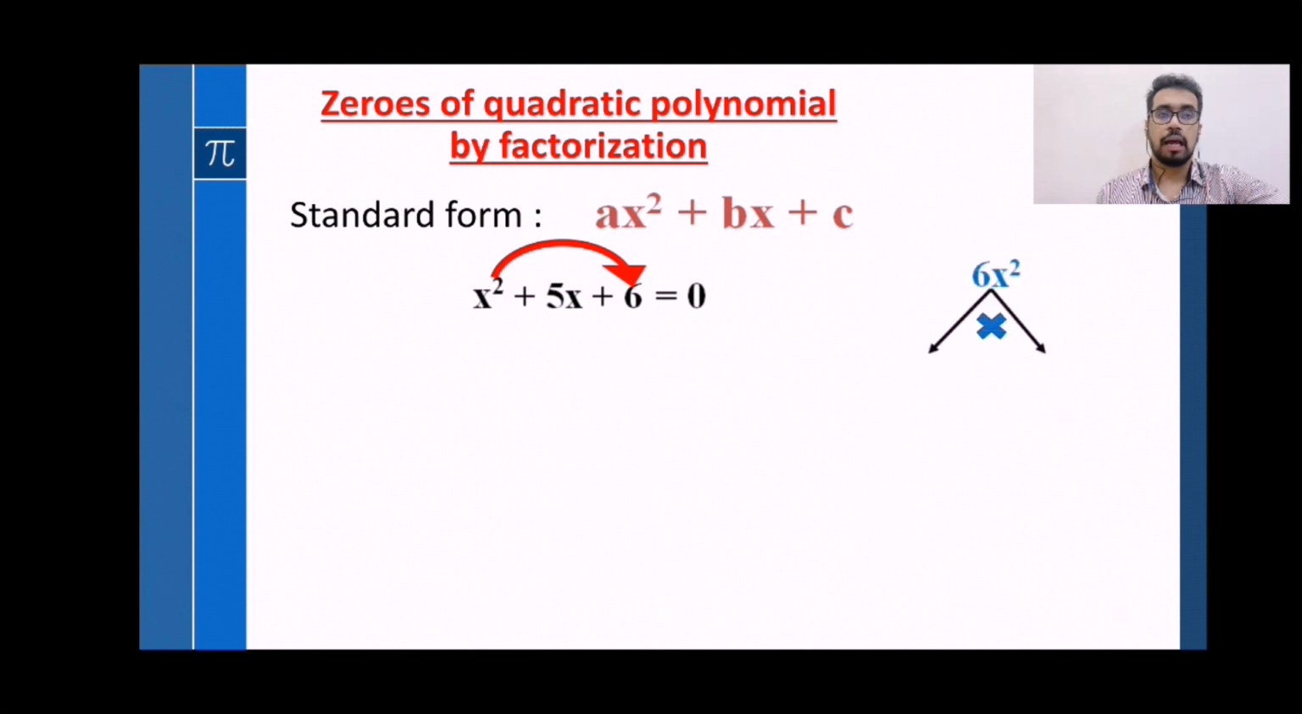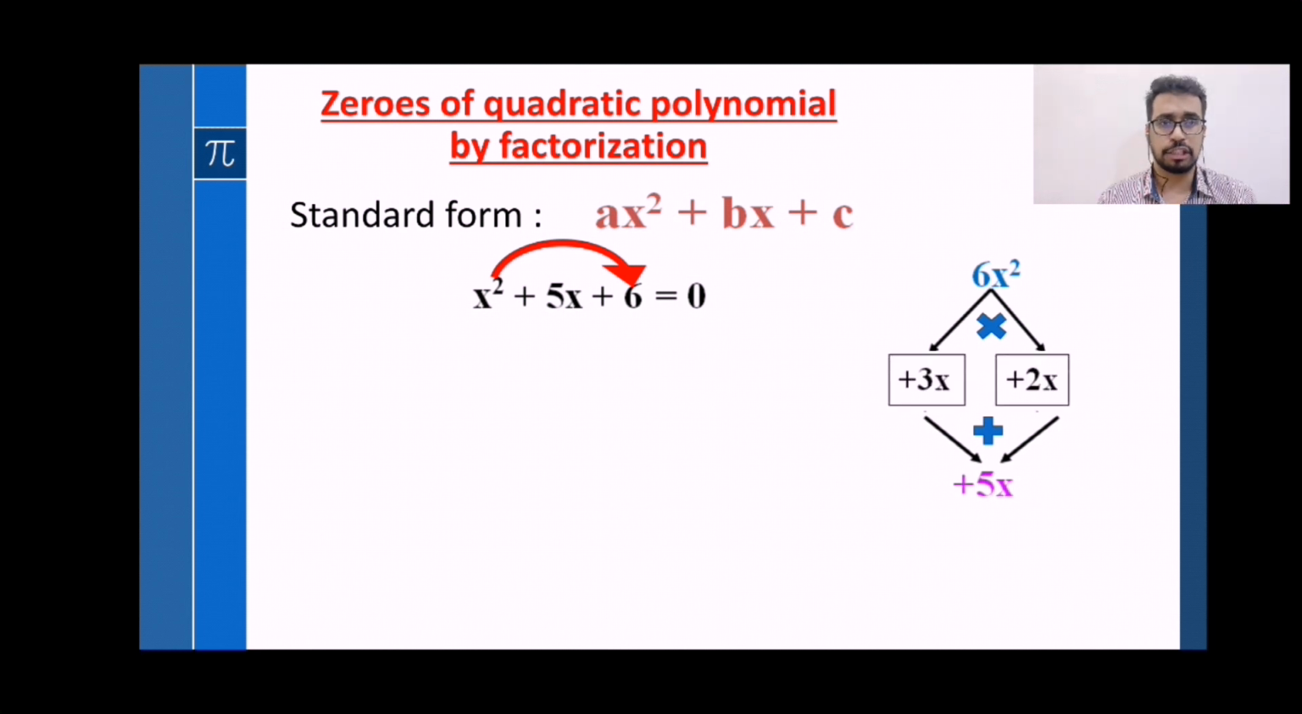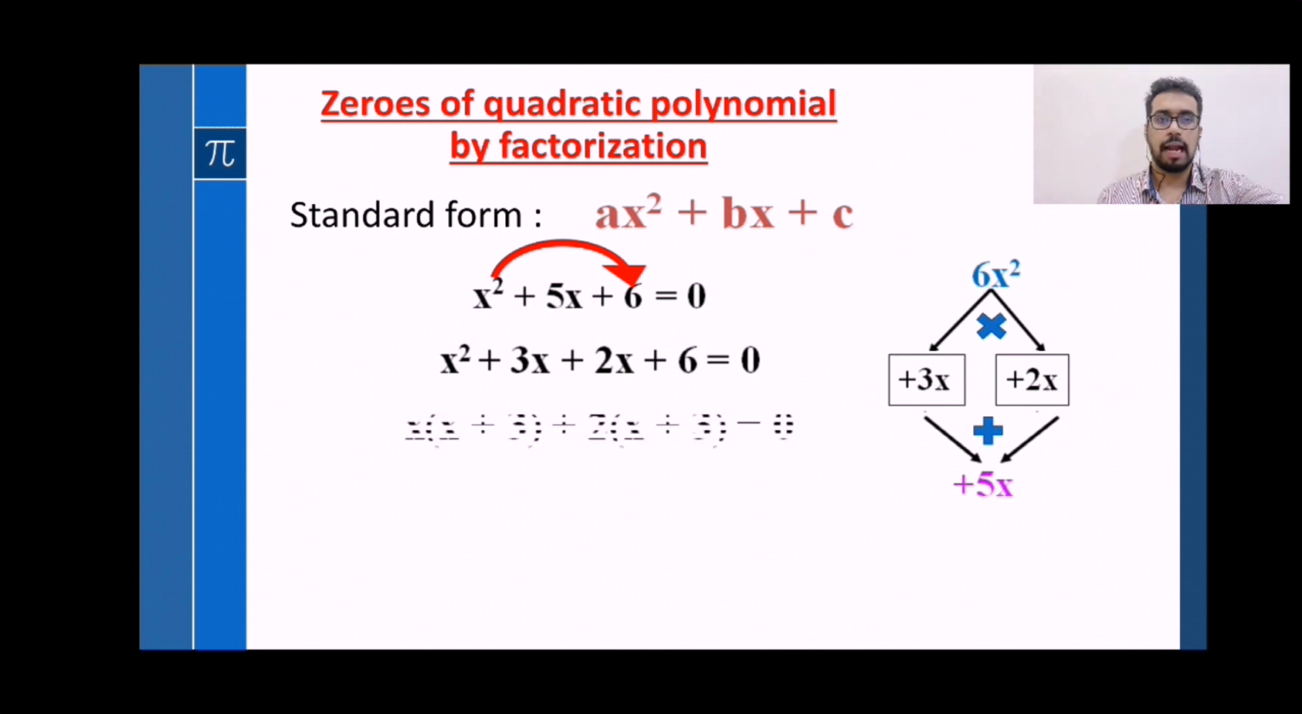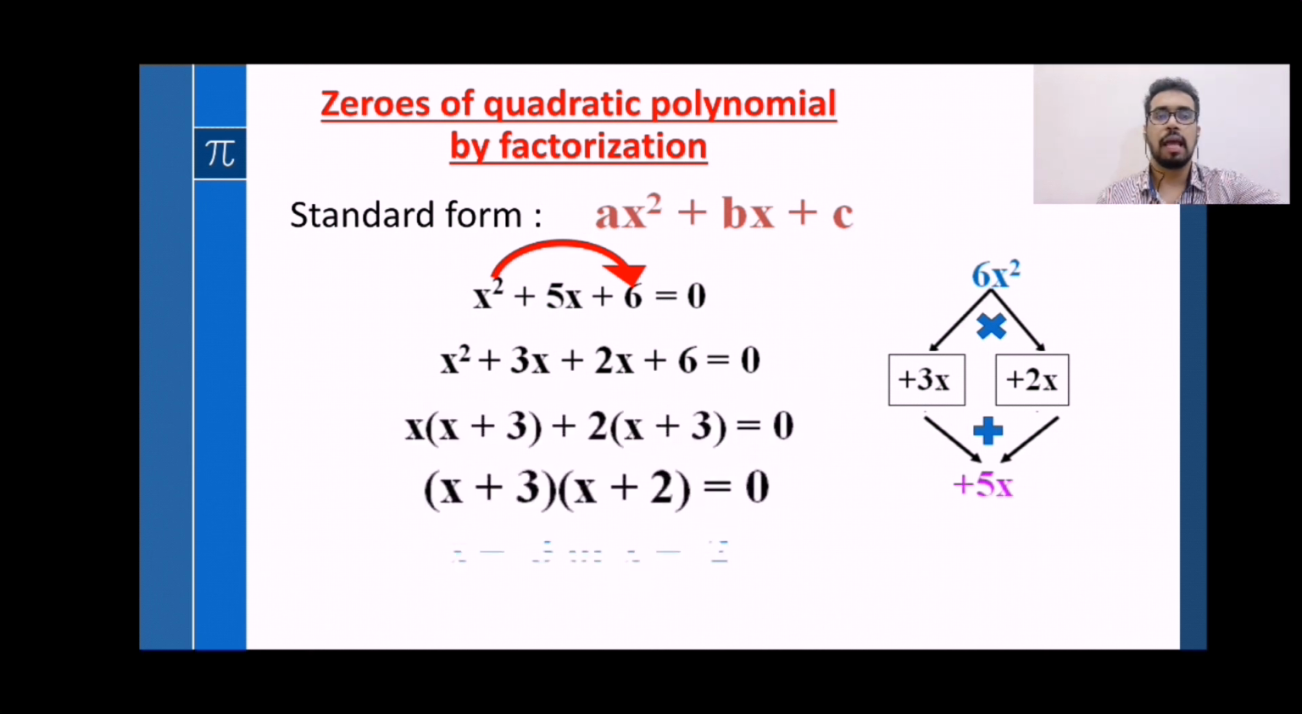When I multiply those two numbers, I have to get 6x squared, and when I add those two numbers, I need to get the middle term, which is plus 5x. In this case, plus 3x and plus 2x are the two numbers. So, in the place of plus 5x, I write plus 3x and plus 2x. And I continue to solve them, and I get my values of x as x equal to -3 or x equal to -2. Now I call one of them alpha and the other one beta.